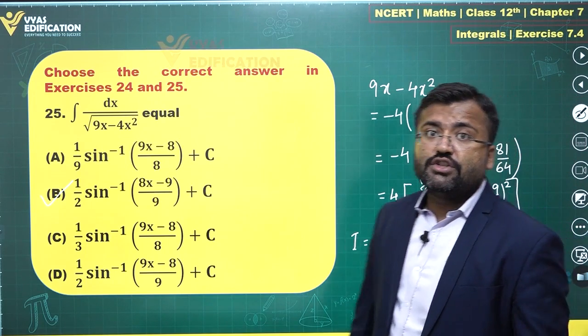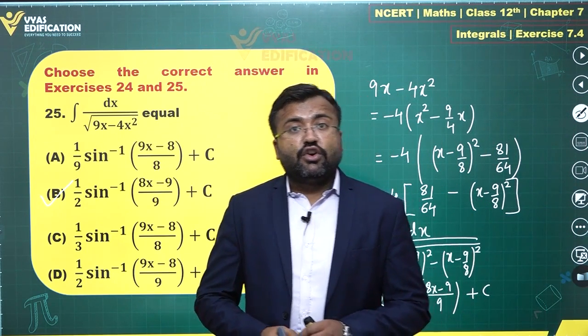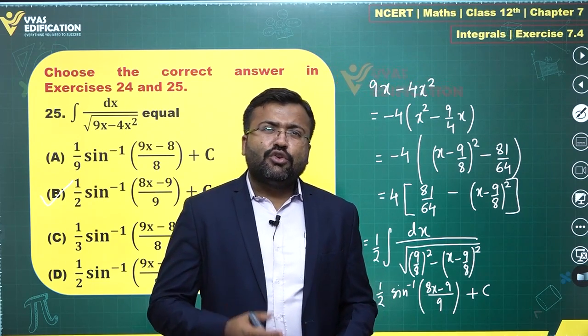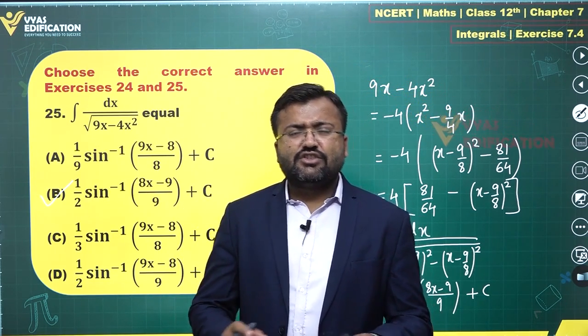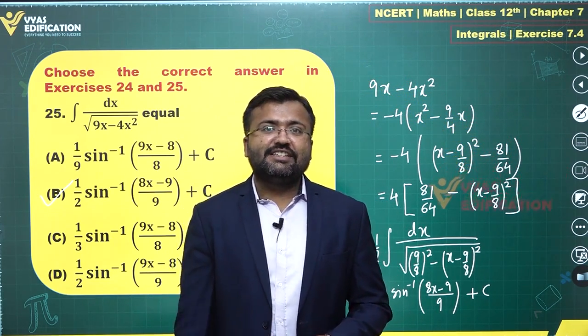We have solved this particular question. We have solved 1 upon quadratic, 1 upon root quadratic, linear upon quadratic, and linear upon root quadratic over here. That's all in this particular exercise. Till the next session, all the best.